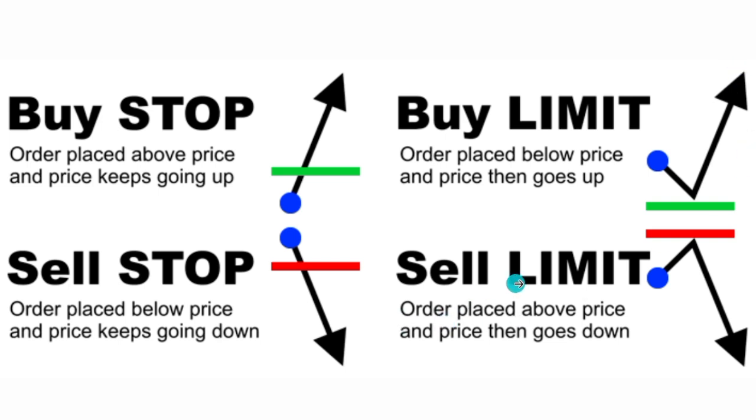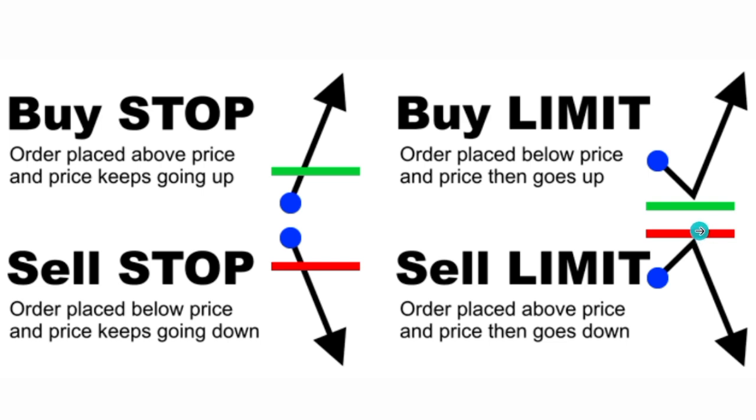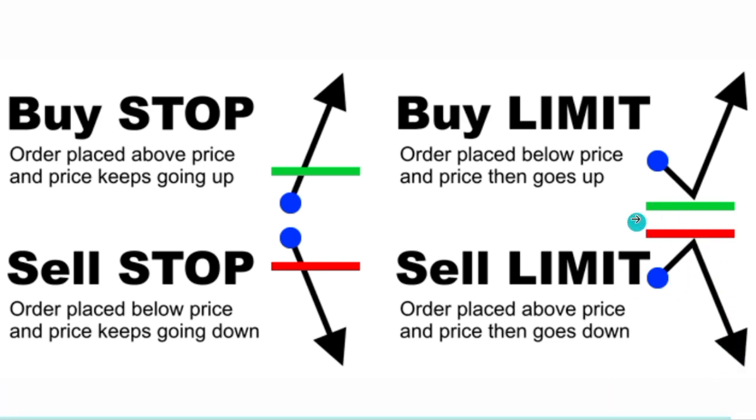The same thing with sell limit. The price is here, and you are saying, I know it needs to get to this point before it moves down. So let me set my sell limit here. You set your sell limit, the price gets to this point, and it starts to come down. So: order placed above price, and price then goes down.